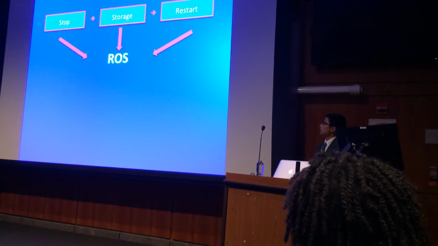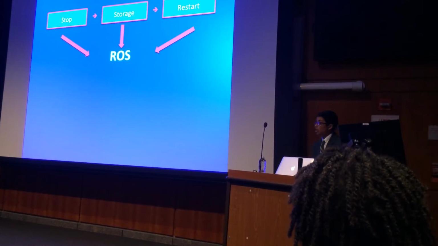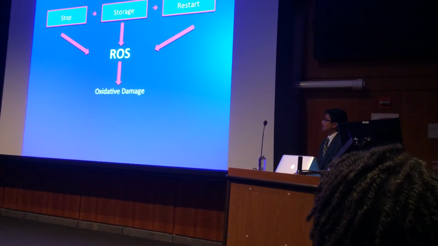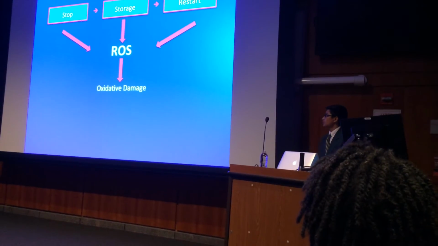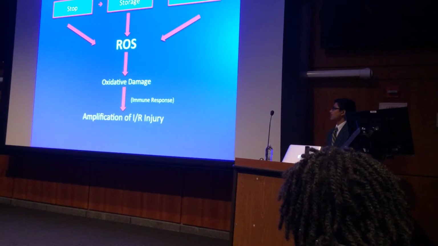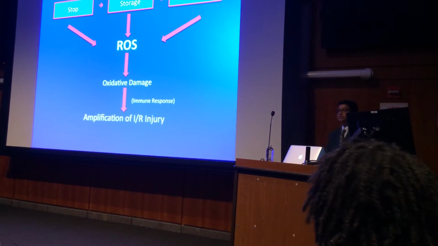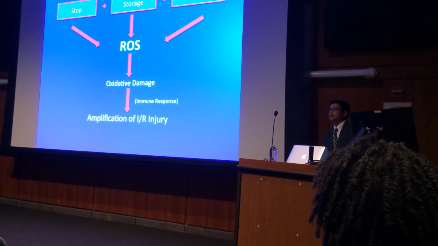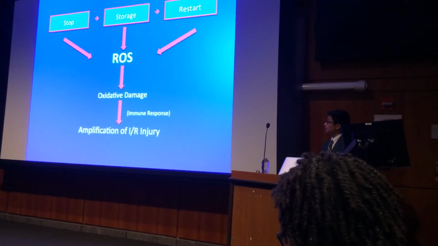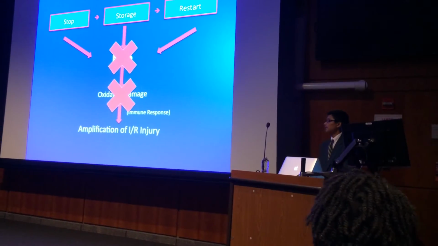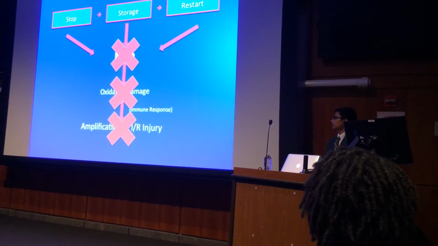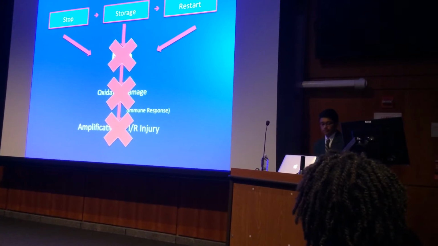These are the 3 parts that make up lung transplantation. There's stop, storage, and restart. All of these have one thing in common: they produce ROS. ROS further yields oxidative damage, and oxidative damage through the immune response amplifies IR injury. We question why ROS leads to the amplification of IR injury. If we can block ROS, then we will be able to stop oxidative damage and lessen IR injury.